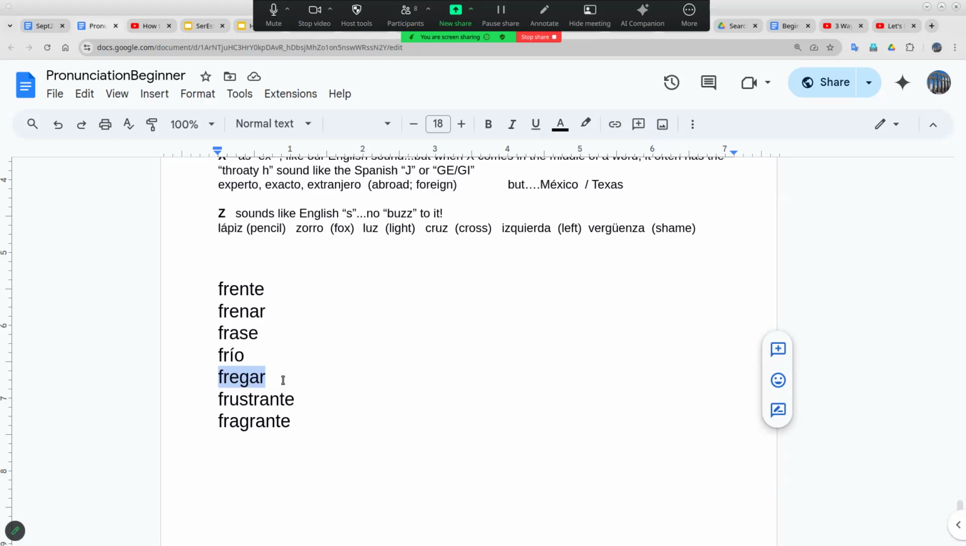When you have more than one syllable in a word in Spanish, you put more punch or more emphasis on one part of the word. Words that end in R get more punch on the end. So it won't be fregar, it'll be fregar. See?